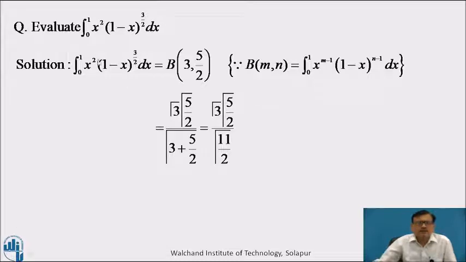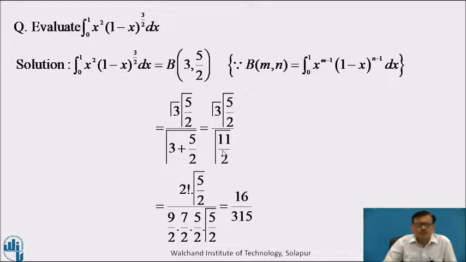And using the relation between beta and gamma functions, we can write gamma of 3 into gamma of 5 by 2 divided by gamma of 3 plus 5 by 2, which is gamma of 3 into gamma of 5 by 2 divided by gamma of 11 by 2.